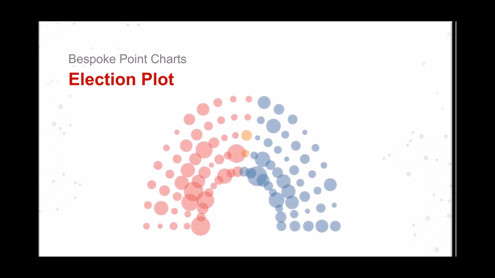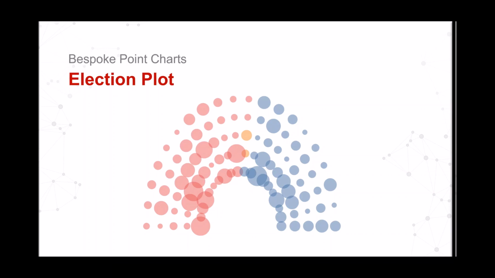Bespoke point charts, an election plot, otherwise known as a parliament seat chart. What you're seeing here is a visual representation of the US Senate, which has 100 seats, split by two major parties and a few independents in between. As you can imagine, this is very similar to our calendar circle chart, so some of the formulas may be very familiar. However, if you are ready, let's get into this.